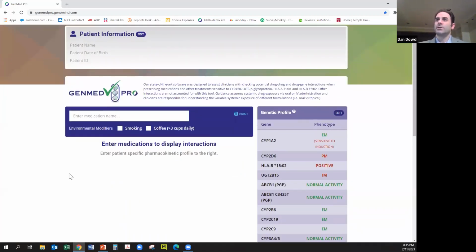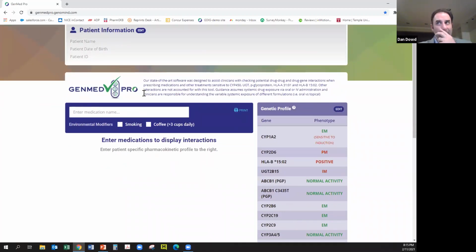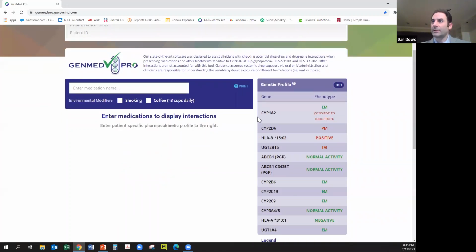So if you logged in to your portal, to the Genomind portal, you would land on this GenMed Pro page, and your genetic profile would be pre-populated, your patient-specific genetic profile. If you hover over each one of these phenotypes, it gives you a brief definition of it: poor metabolizer, intermediate metabolizer, the rest are all normal activity. So this is a person who has a non-functional 2D6 enzyme, whose HLA-B positive means they have a higher risk of skin reactions with certain medications, and they have this UGT gene, which affects some of the benzodiazepines.